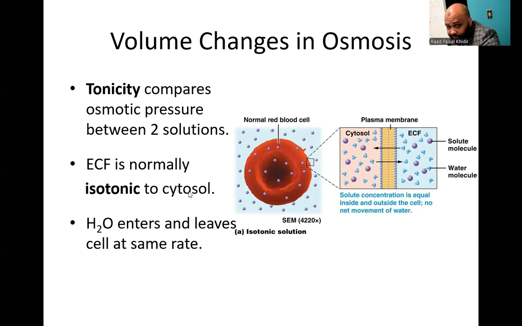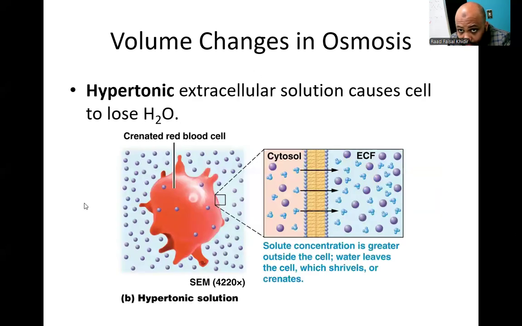If the extracellular fluid is isotonic to the cell, there is an equal rate of movement of water, and it enters and leaves the cell at the same rate. So the solute concentration is equal inside and outside the cell. No net movement of water. Now let's talk about the volume changes in osmosis. There's a hypertonic extracellular solution. The hypertonic solution has more solute on the outside than inside. So think of it this way.